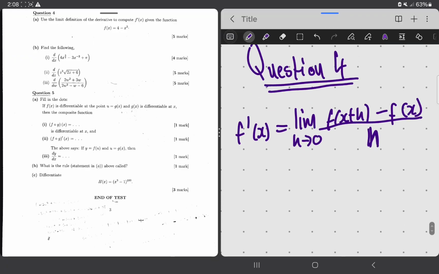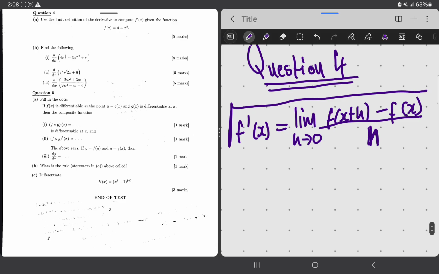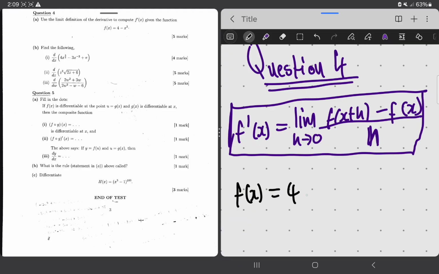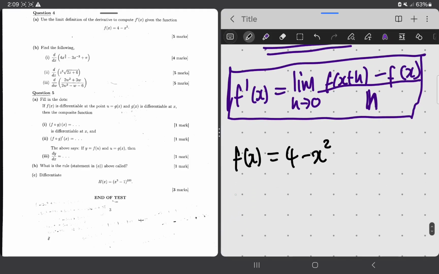We'll get the limit as h goes to 0. So we need f of x and f of x plus h. This is going to be the derivative. That's just what you should remember, this formula. The formula should be known. So all they gave us was f of x. F of x was what? 4 minus x squared.